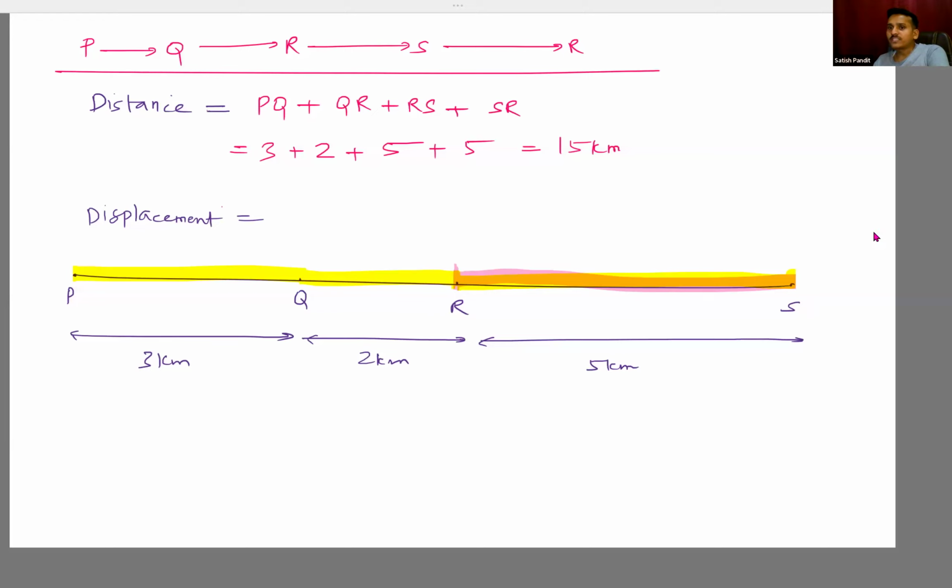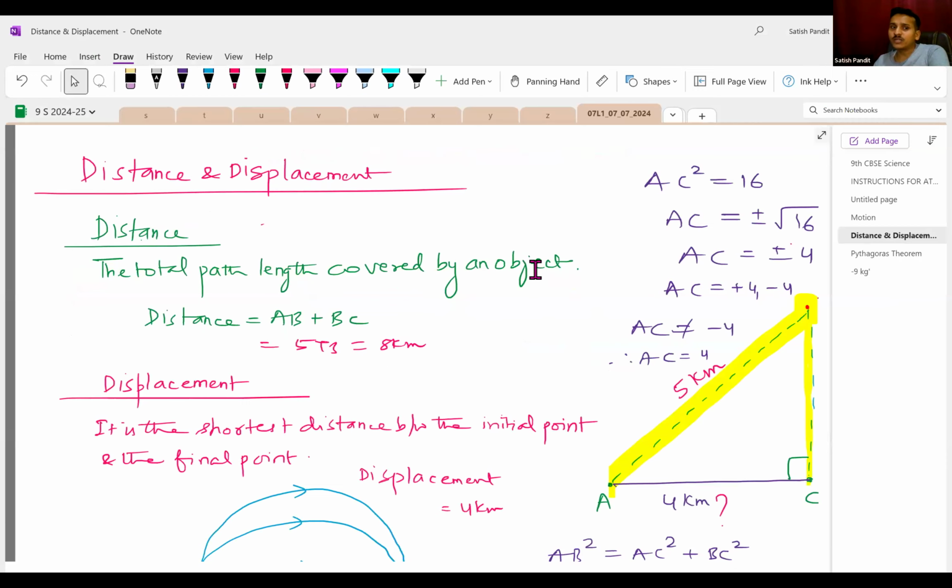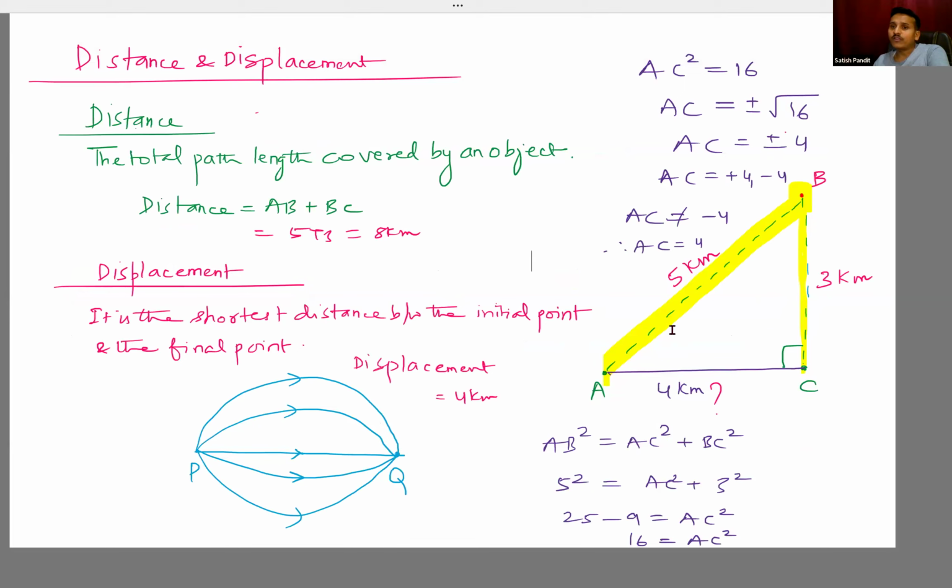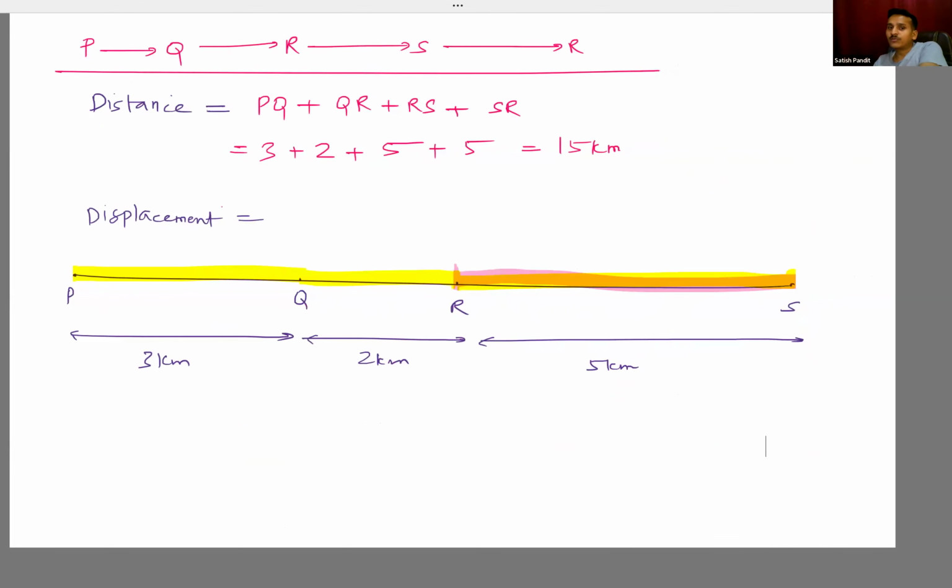I show you the definition of displacement here. Displacement is the shortest distance between the initial point and the final point. See here, while going from A to B, B to C, I was initially at A, now I'm at C. So shortest distance between the two is 4 kilometers, I found out. Here, tell me the answer. No, check once again. It's not correct. Check once.